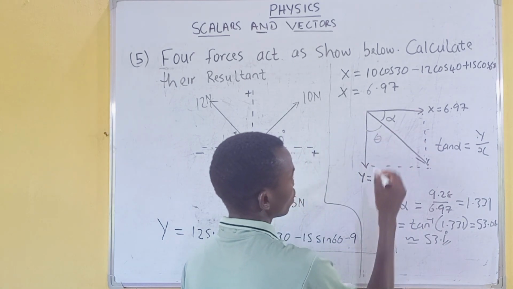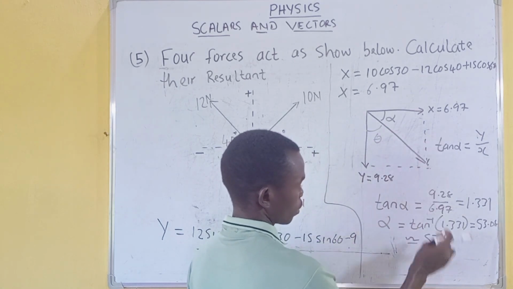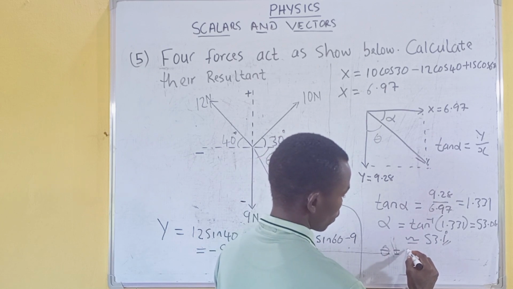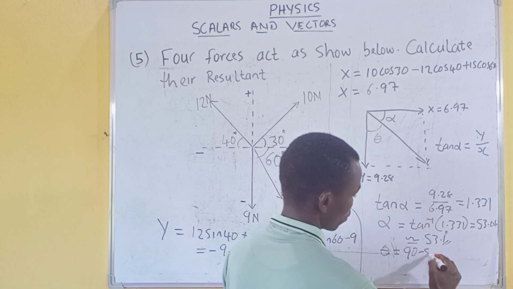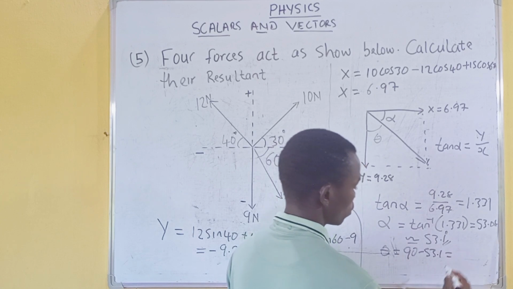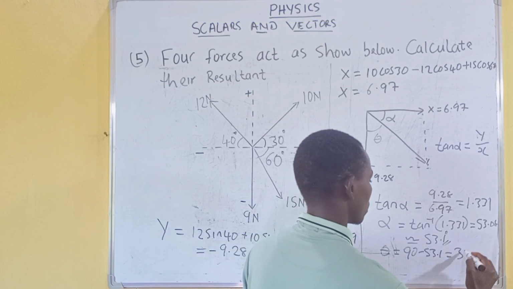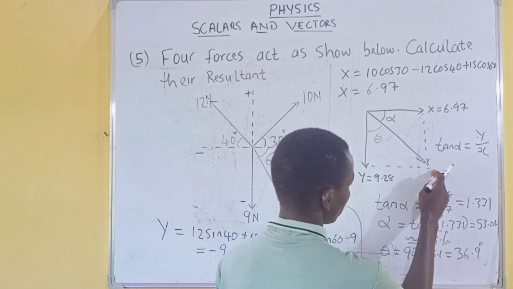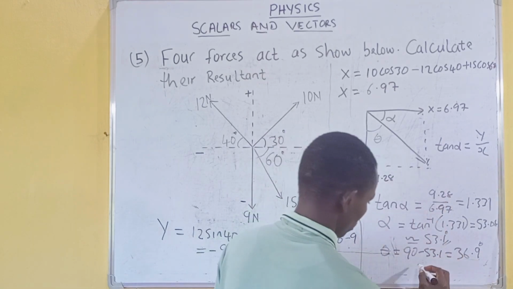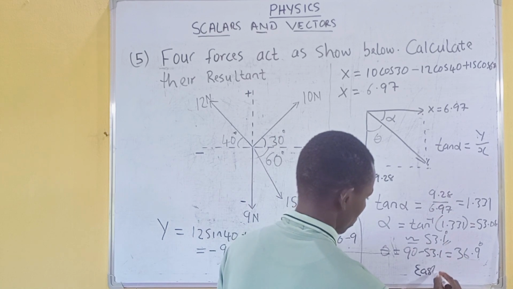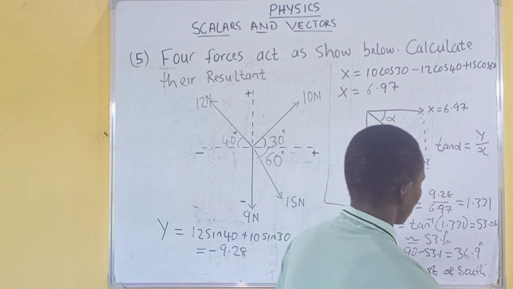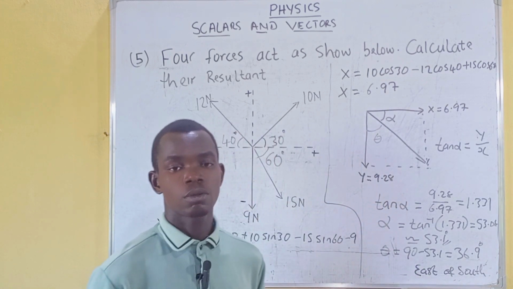So to get this angle, theta will now be 90 minus this angle. Our angle theta will now be equal to 90 minus 53.1, which will give you 36.9 degrees. That is east of south. So this is our answer to this question.